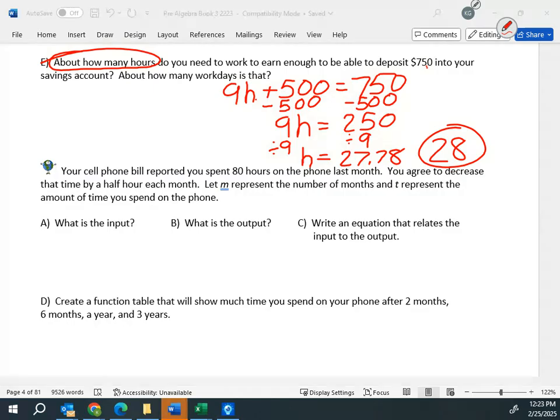Then it says, about how many work days is that? What do you think, LJ? So 28 divided by 8. I know 28 doesn't go evenly into that. So I would say about 3.5 work days. And I need to label that so I can keep straight my answers. So 3.5 work days. Does that make sense?